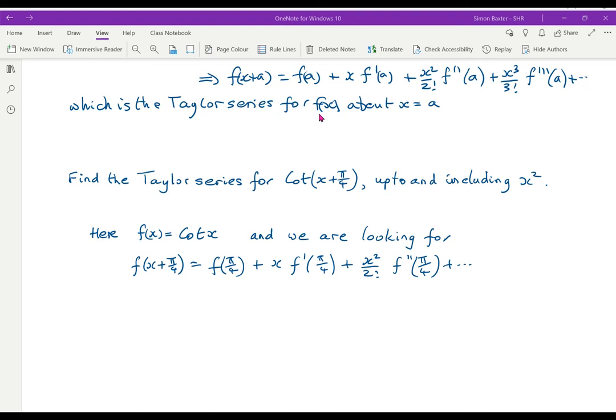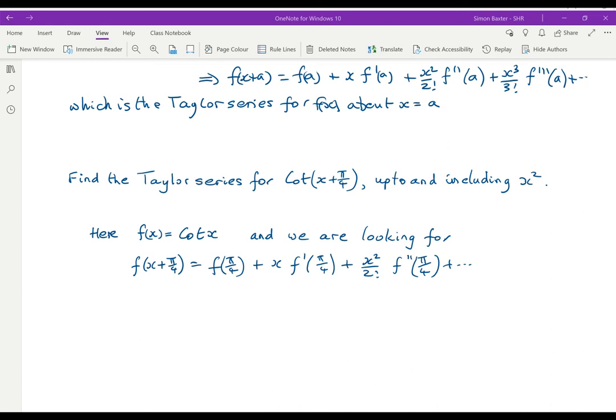Well, if we're going to use this, we need to think of f(x) as cot x, then we're looking for f(x + pi/4). f(x) is cot x, so cot(x + pi/4) is f(x + pi/4). So putting a equal to pi/4, we get f(x + pi/4) is f(pi/4) plus x f'(pi/4) plus x squared over 2 factorial f''(pi/4).